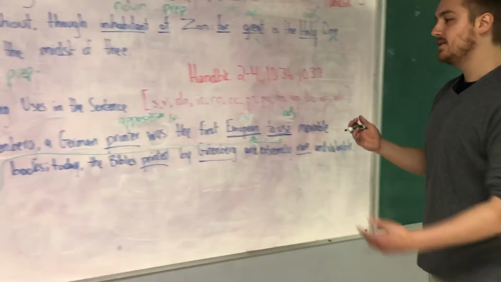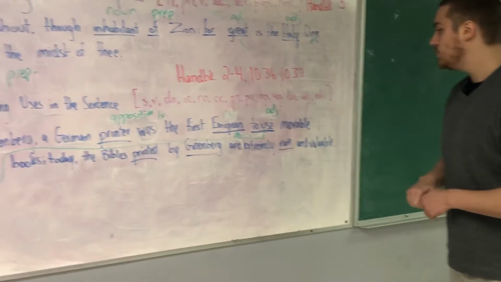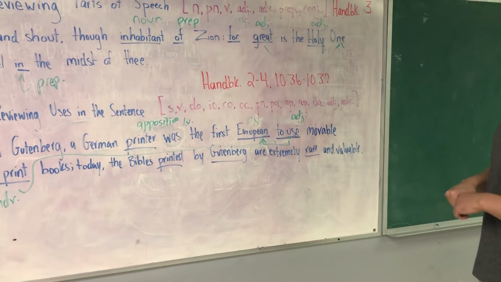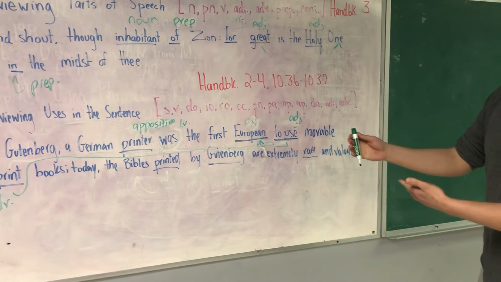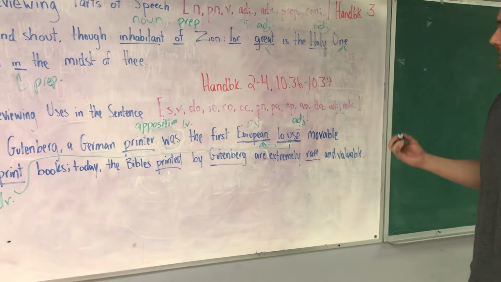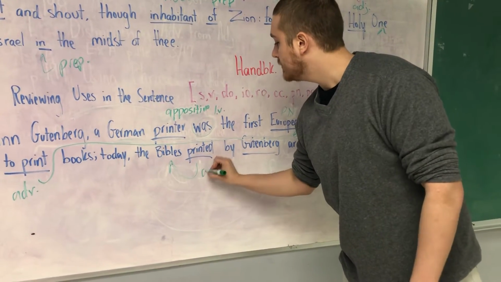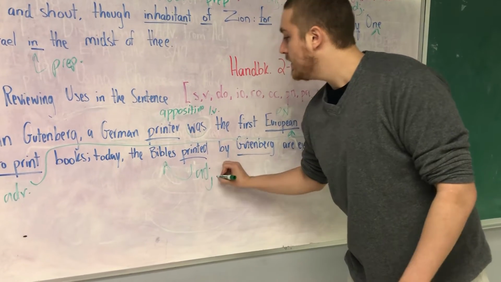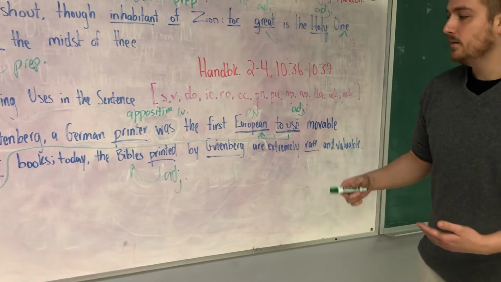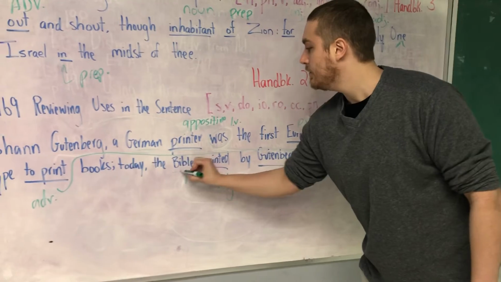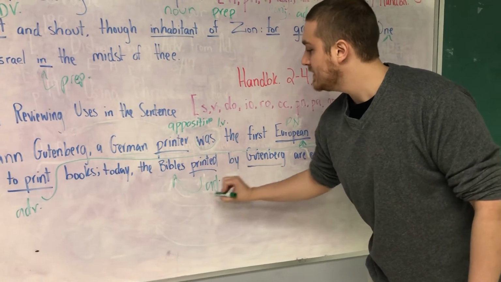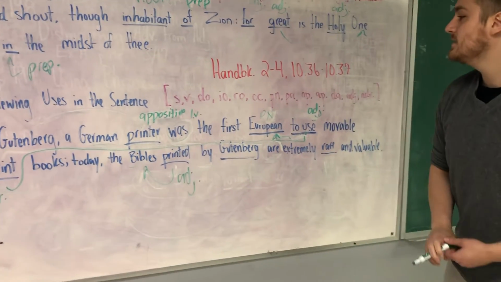To print books. Today, the Bibles printed by Gutenberg are extremely rare and valuable. Now printed, you'd usually think that that's a verb, right? But of course, as we know, printed is describing these Bibles. Which Bibles are they? They are the Bibles that Gutenberg printed. So Bibles is a noun, a thing, and printed is describing it, so it's operating as an adjective.